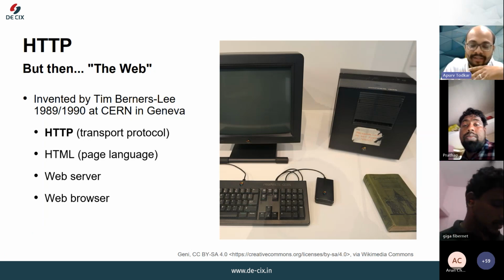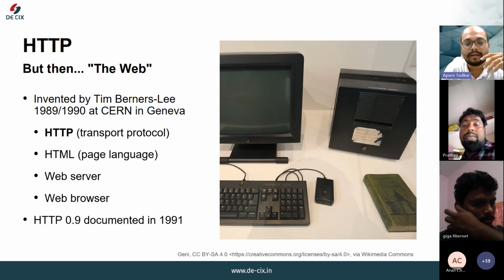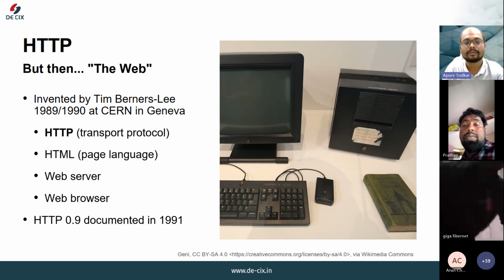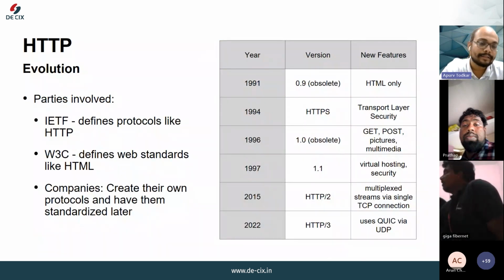HTTP 0.9 was the first version of the protocol and was documented in 1991 and became the first consumer-ready and usable web protocol. And since then, HTTP has evolved quite a lot. What we are still using today is HTTP version 1.1, which was introduced in 1997.